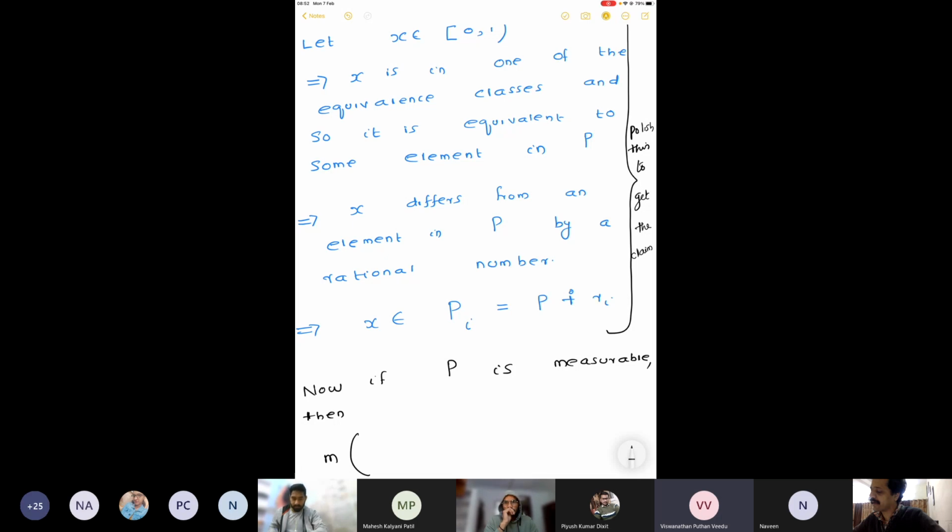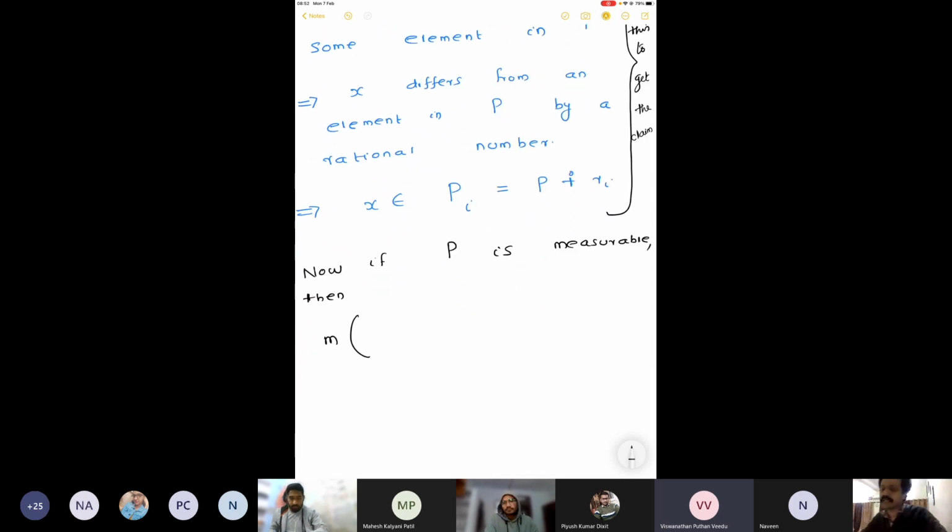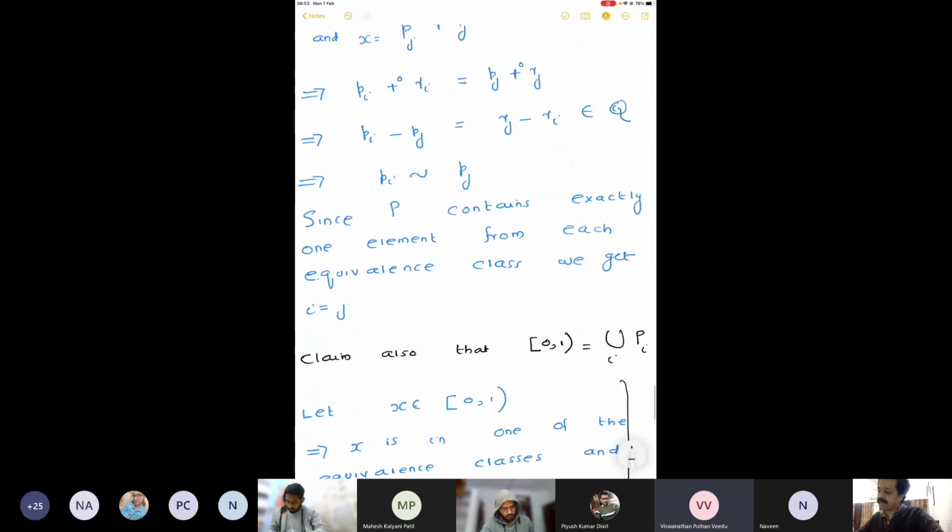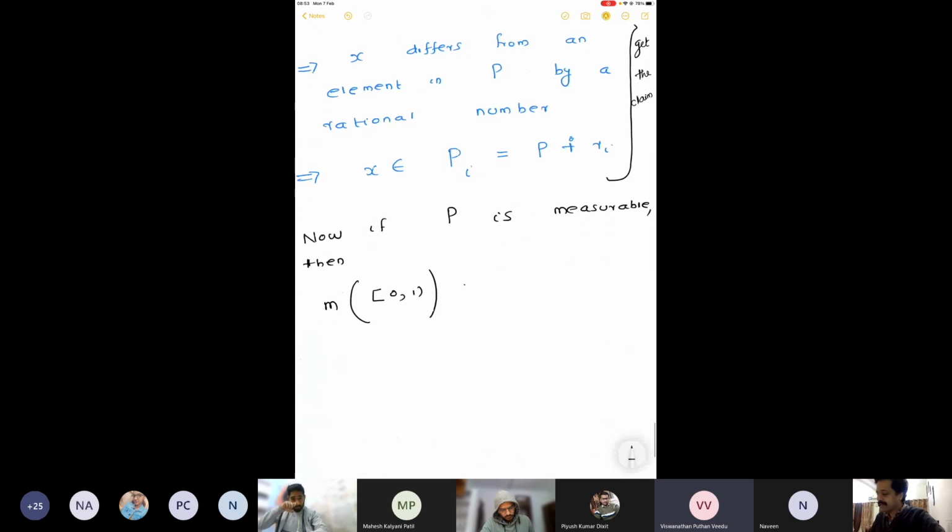I can't do it, but it is unnecessarily taking time and it is deviating from what we want to do. Exactly. Okay. So these are all some minute details which you should try to do. Now, if P is measurable, then what we will get is the following. Measure of [0,1). Assuming that we proved [0,1) is equal to union P_i, this is equal to measure of union over i of P_i.